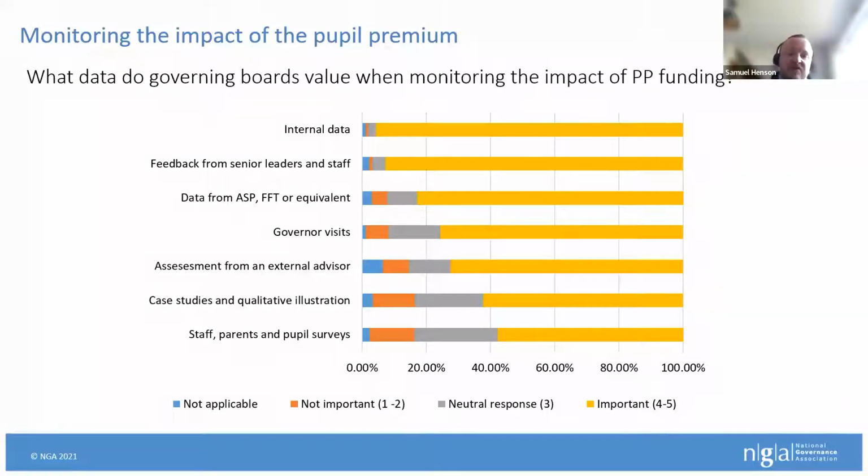But linking a governor or a trustee to Pupil Premium doesn't remove the board's collective responsibility. Rather, it should complement that monitoring process. So I think that's a really key thing to be aware of. I know that some boards in the past have made that kind of mistake where actually we've got a Pupil Premium link governor and that's it. We don't need to have wider conversations at board level, but you absolutely do need to.